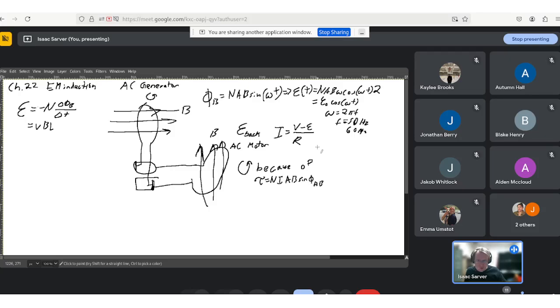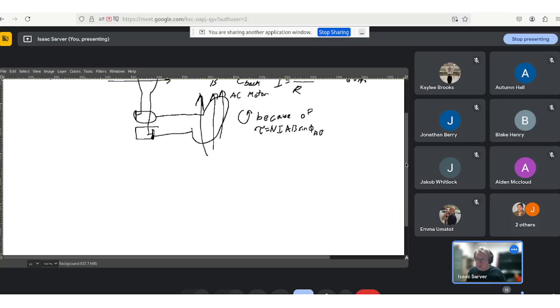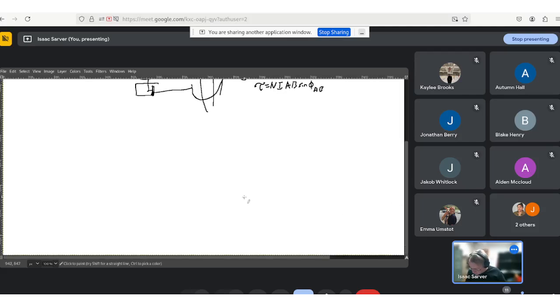Alright. Questions about the AC motor? I have selected for myself number 32. What is number 32? Oh, yes, that one. Alright, number 32.